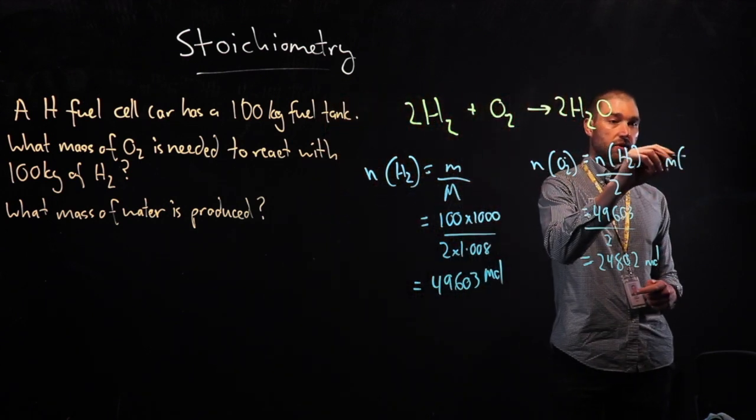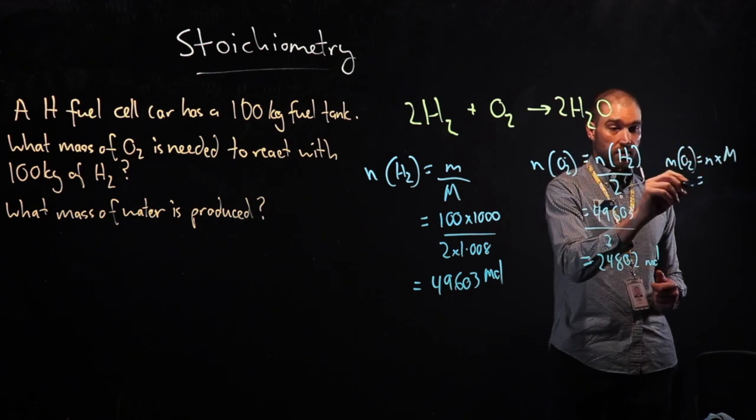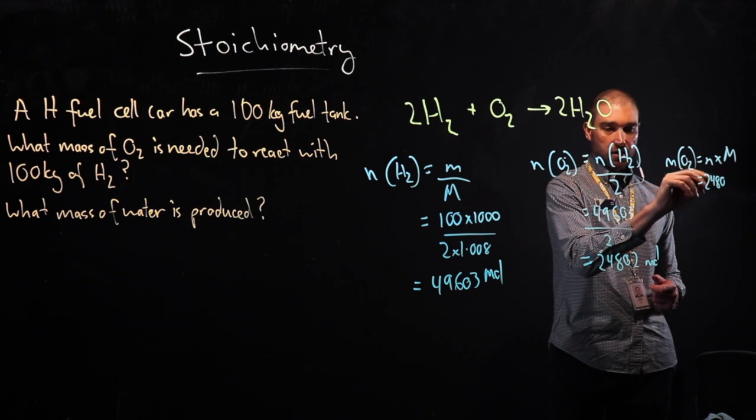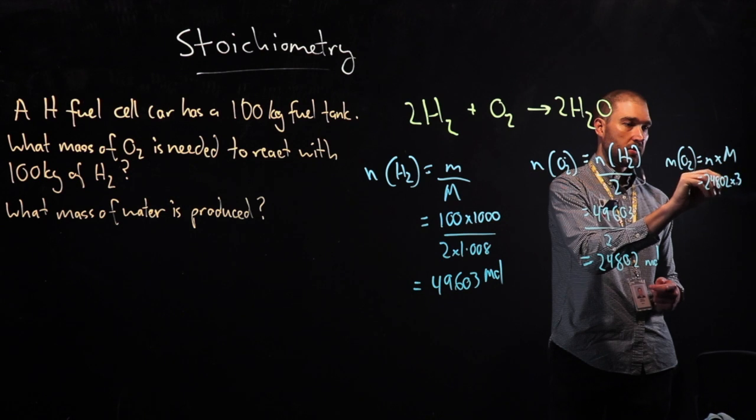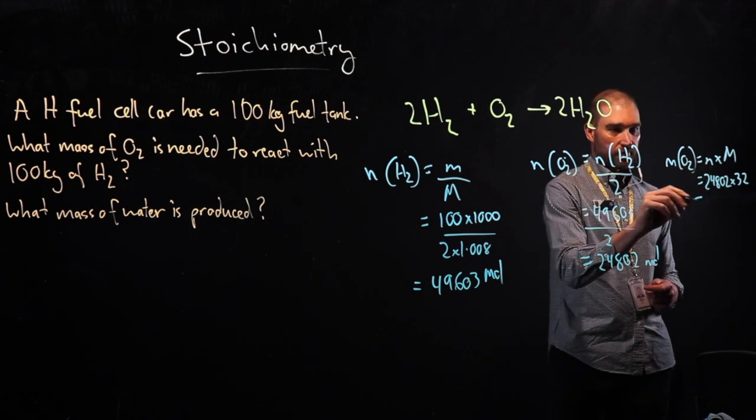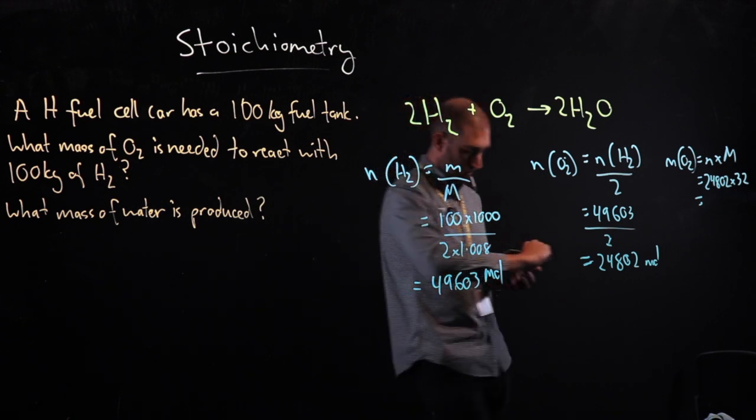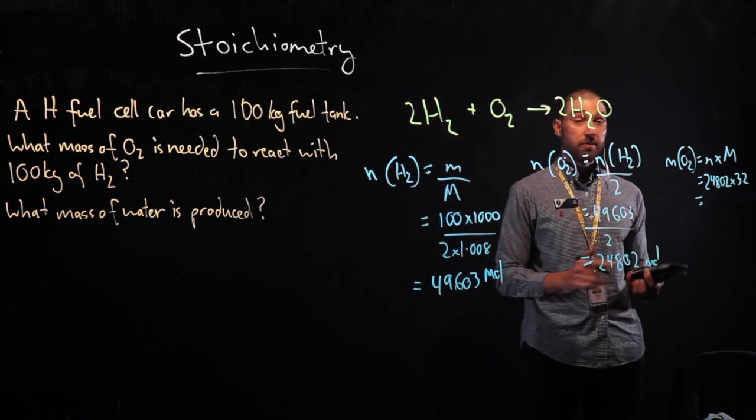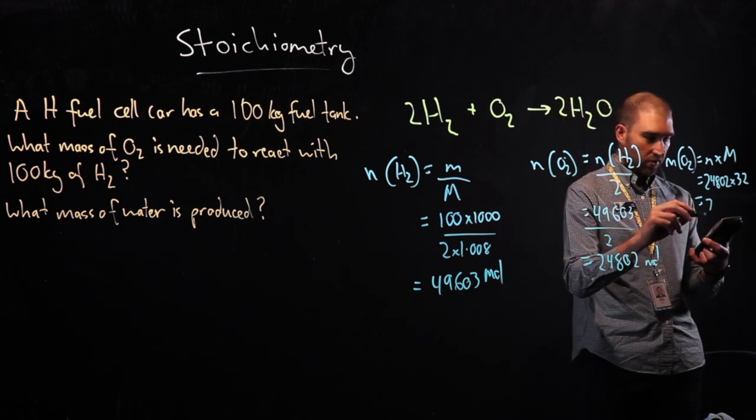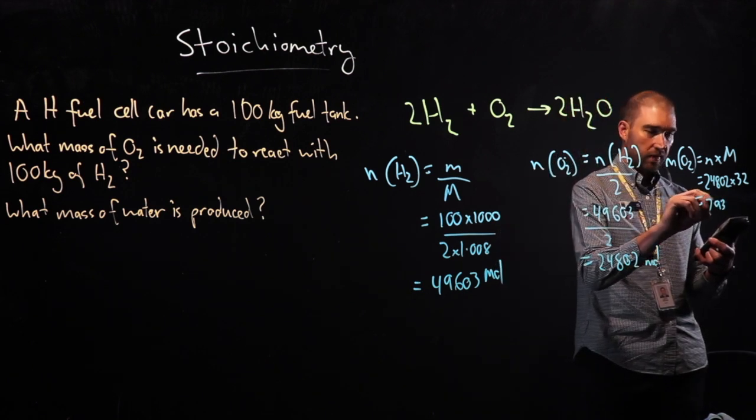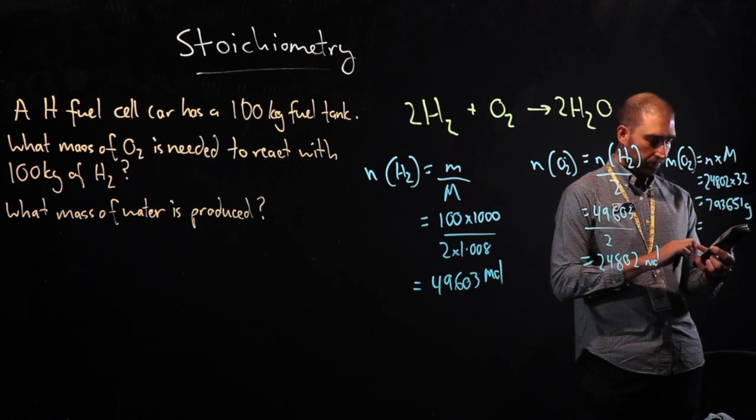So the mass of oxygen equals n times my molar mass. It's going to be 24,802 times 32, because we've got 2 oxygens. So times by 32. That gives 793,651 grams. I'm going to divide that number by 1,000 to get me back into kilograms.